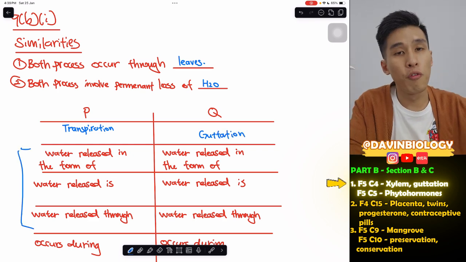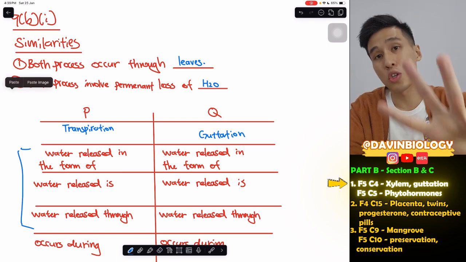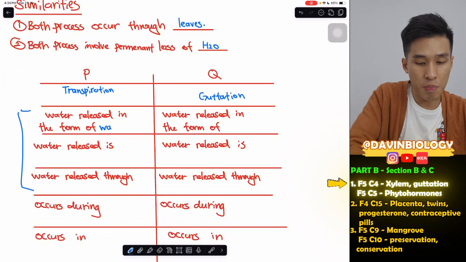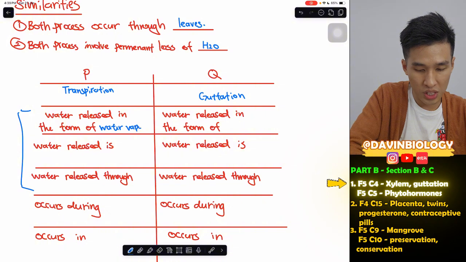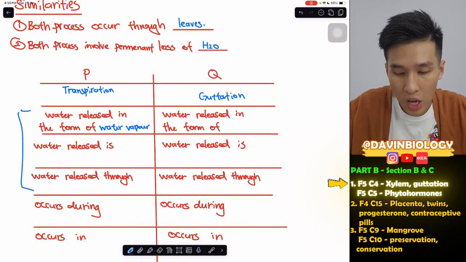Now, even though both release water, the water is released very differently. There are 3 things you can talk about. For transpiration, water is released in the form of vapor. The water just evaporates from the stoma. Evaporation, you cannot see.